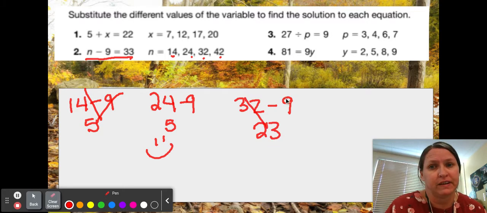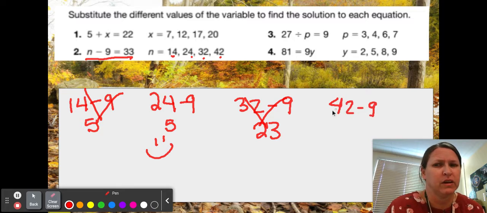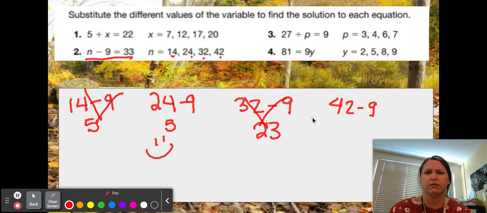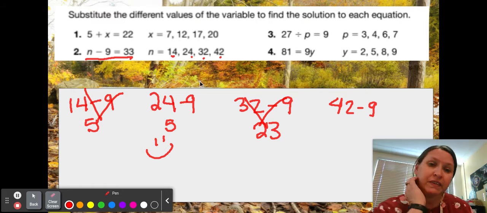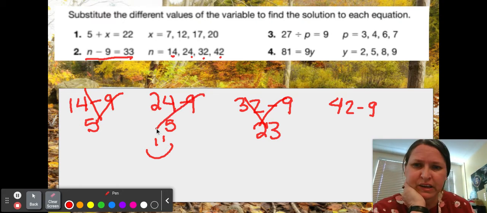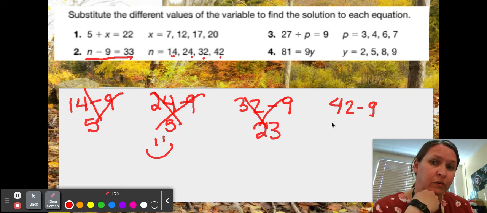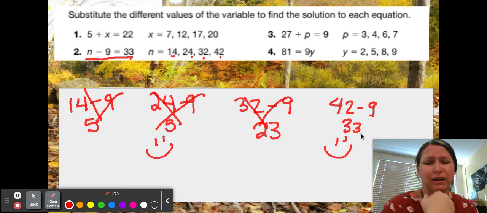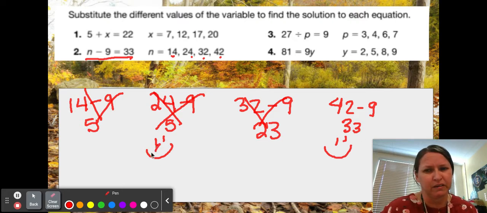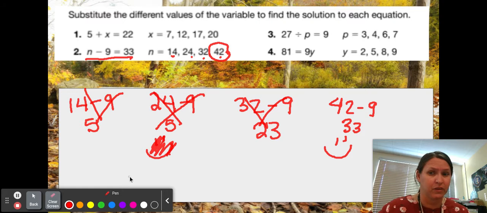So that one does not work. And let's look at 42 minus 9. Well, if 23, oh, wait. Yeah, I messed up. 24 minus 9 gives me 15. That doesn't work either. 42 minus 9 would give me 33. So that one would work. I don't know why I thought 5 right here, but that one was incorrect. So my answer would be 42. 42 minus 9 gives me 33.